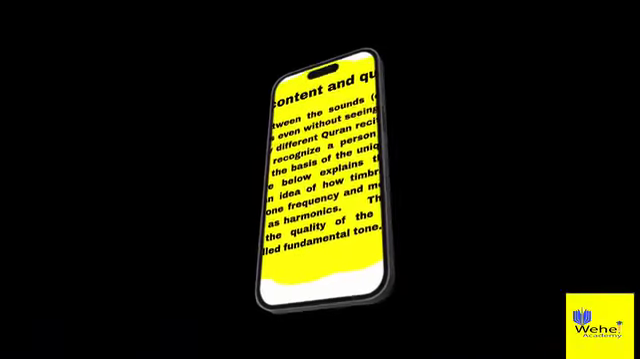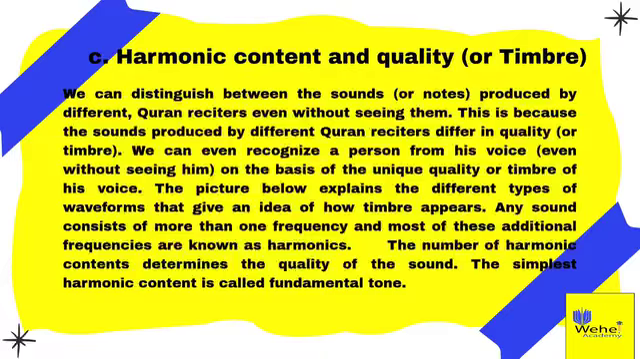C. Harmonic content and quality, or timbre. We can distinguish between the sounds, or notes, produced by different Quran reciters even without seeing them. This is because the sounds produced by different Quran reciters differ in quality, or timbre. We can even recognize a person from his voice, even without seeing him, on the basis of the unique quality or timbre of his voice.